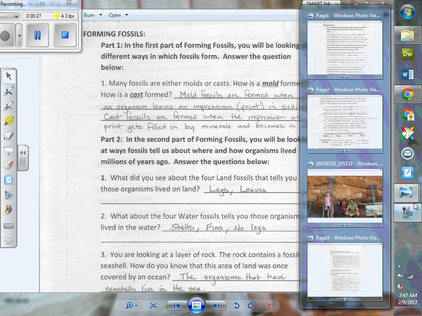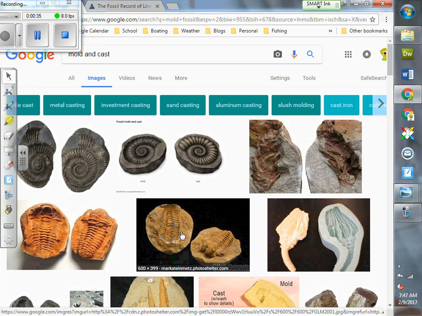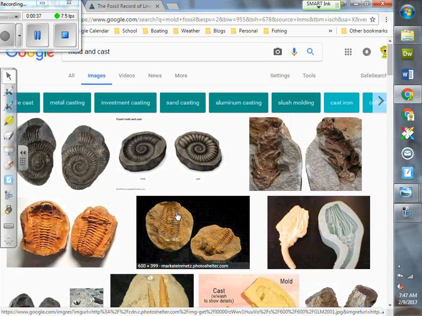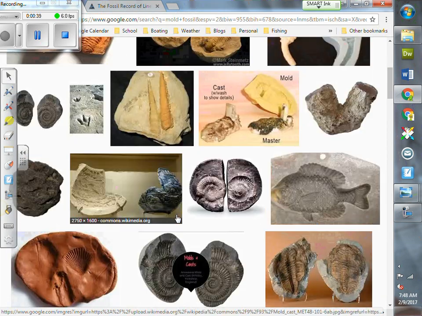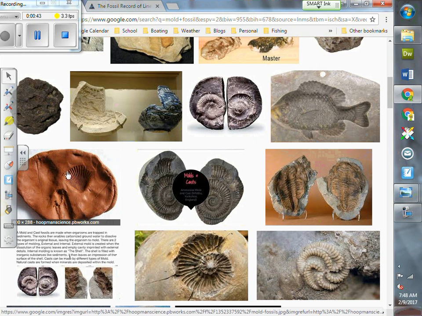Let me show you here a picture of some mold fossils. So these would be examples of mold fossils where the organism left an impression or an imprint in the soil. Okay, so you can kind of see what shape they were. Here's a good example of a seashell that left a mold impression or a mold fossil.